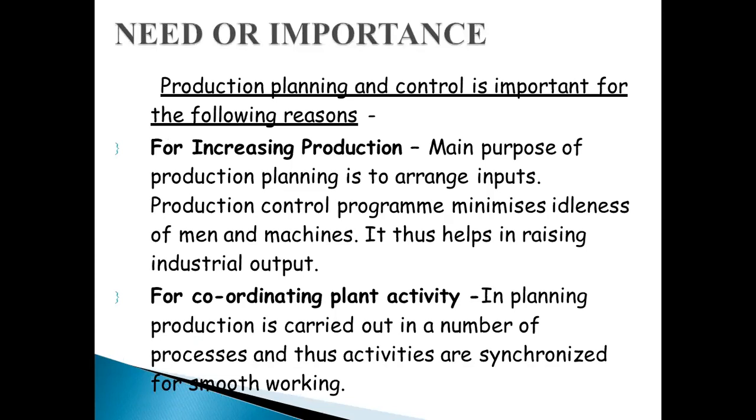Then production program, control program means we have to minimize idleness, we have to minimize wastage, we have to minimize the wasted time of workers and machinery also. So it helps in raising the industrial output, right? Second one is for coordinating plant activity. In planning, production is carried out within a number of processes, a number of systems and steps are required. So all these activities are synchronized for smooth working. That's why we need PPC, right?